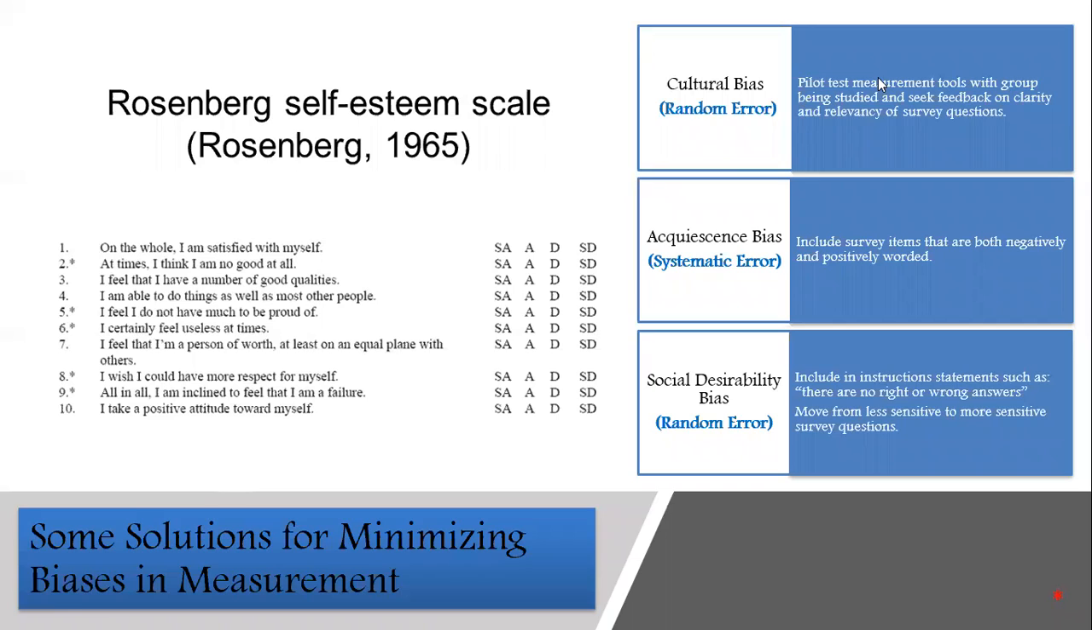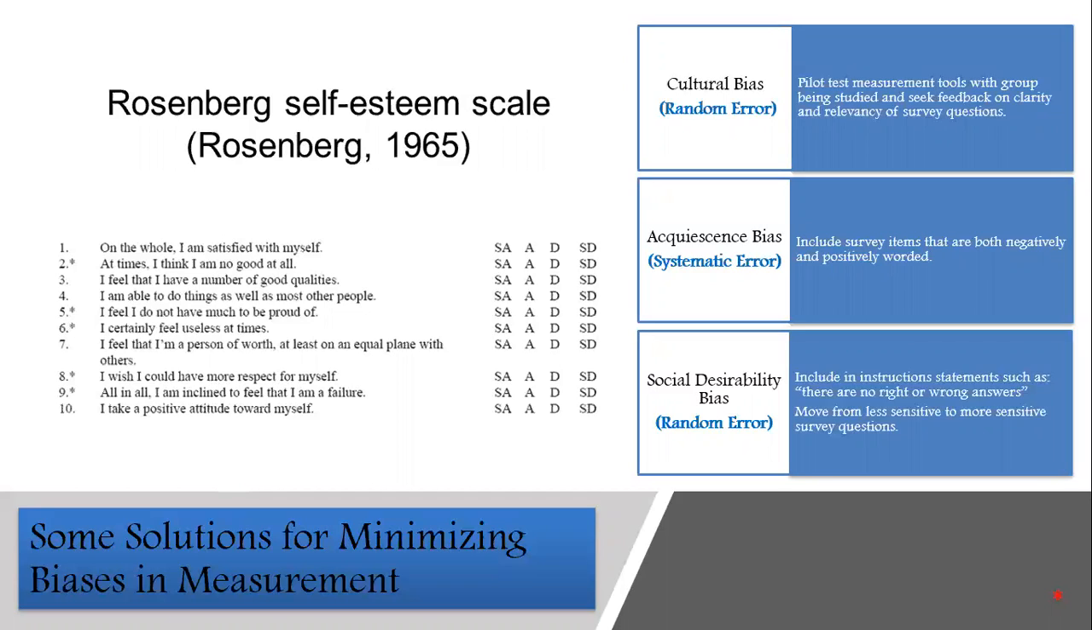Take the survey on the left as an example. The first item is positively worded, and it reads, "On the whole, I am satisfied with myself." On the other hand, the second item is negatively worded, and it reads, "At times, I think I am no good at all." This strategy is thought to encourage respondents to read each item carefully, avoiding the tendency to respond yes or no to all items, which can lead to systematic error.